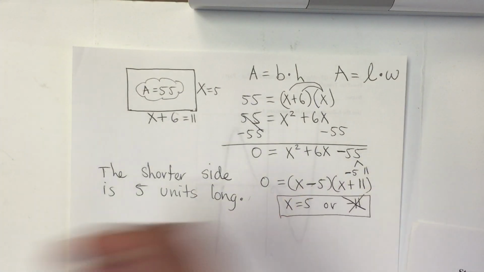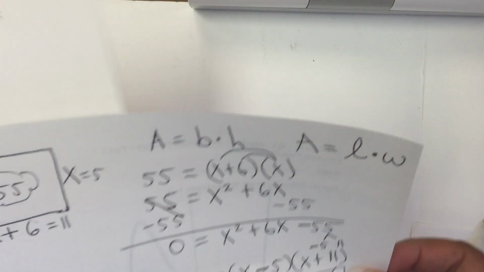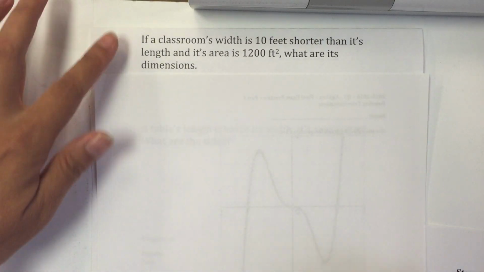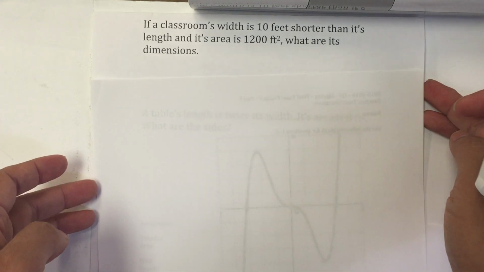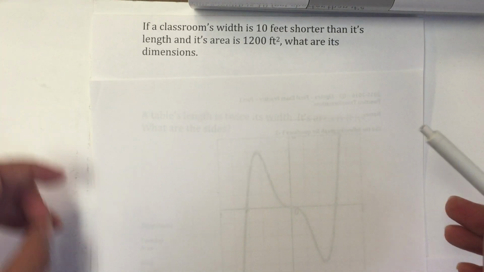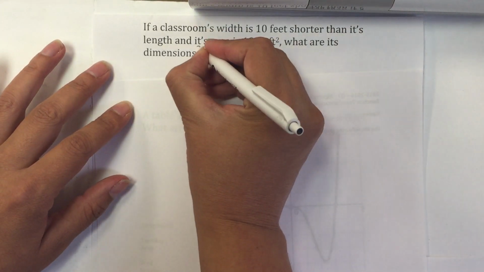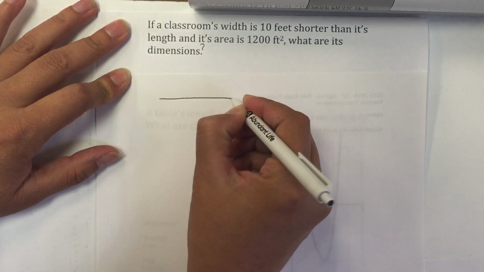Okay, let's go with another one. Okay, and then this one says, if a classroom's width is 10 feet shorter than its length and its area is 1,200 square feet, what are its dimensions? There should be a question mark in there. So again, the classroom.